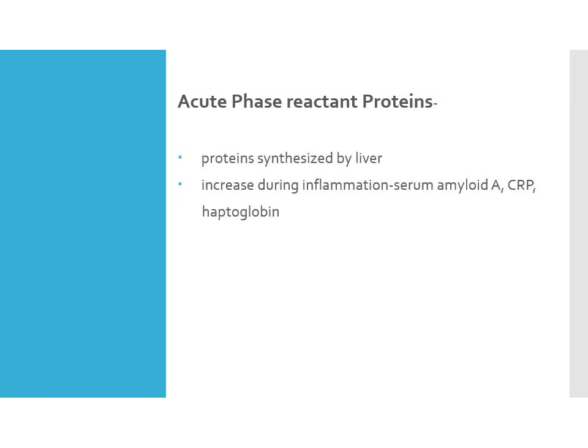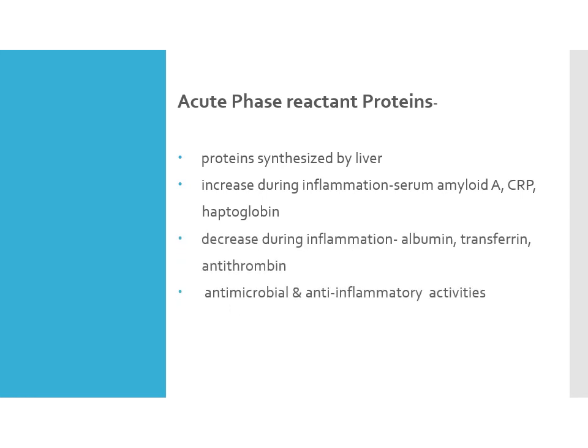So what are those acute phase reactant proteins? Serum amyloid A, and C reactive protein, which is very important and which we measure in case of infection to know whether there is any infection or sepsis. In most infections we go for the CRP. Then haptoglobins are there. They all increase during inflammation. If you want to know whether the body has any inflammatory condition, you can go for these tests, and they are very helpful if increased from the normal level.